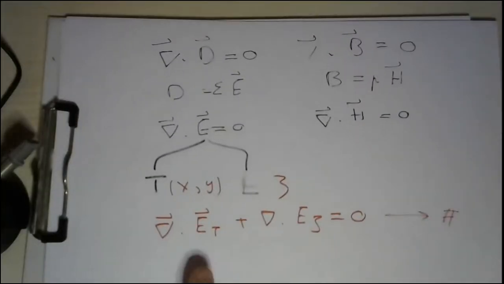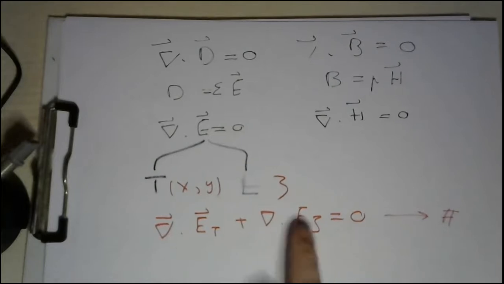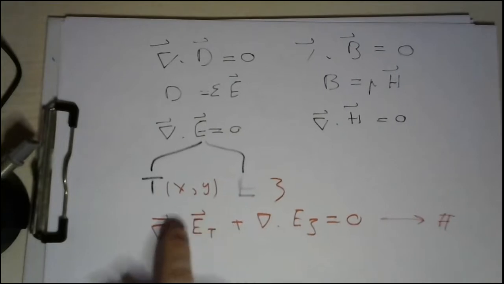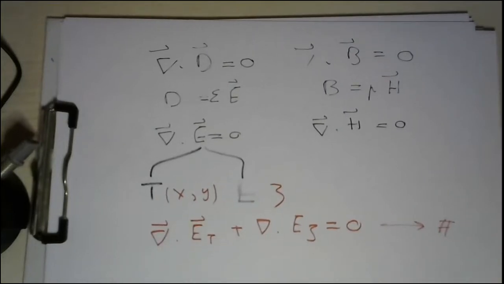Following the first equation, we now have this term, which is the divergence of the Ez, and now we need to get the divergence of this transverse component. But we know nothing about the transverse component. We don't know any expression about the transverse component. Herein, Verdin suggests a mathematical approximation. What is the mathematical approximation suggested by Verdin?